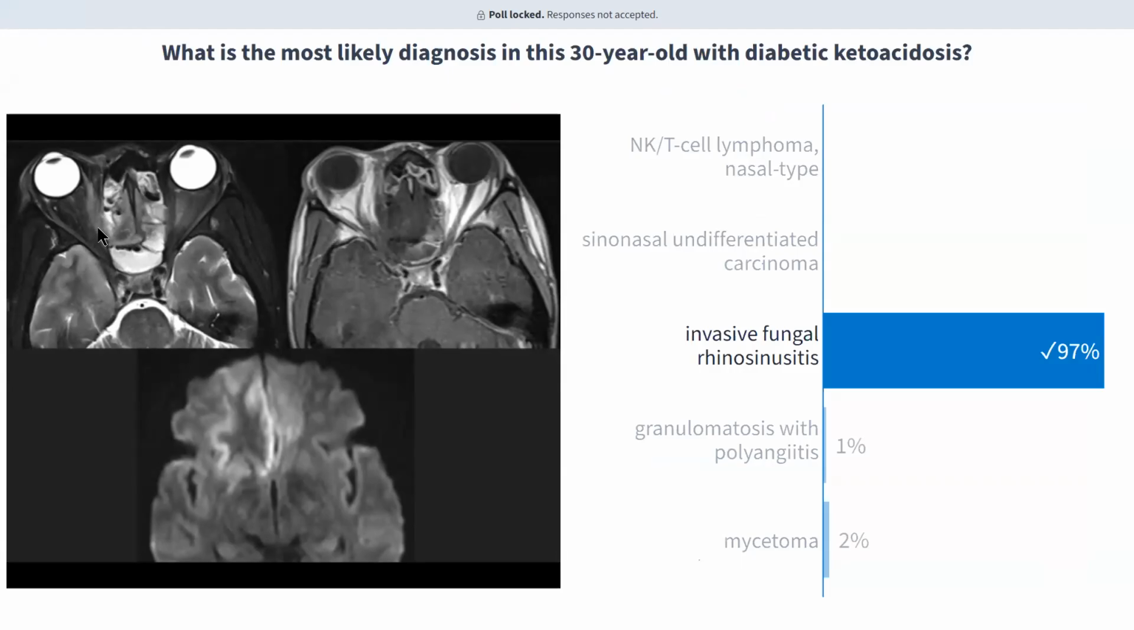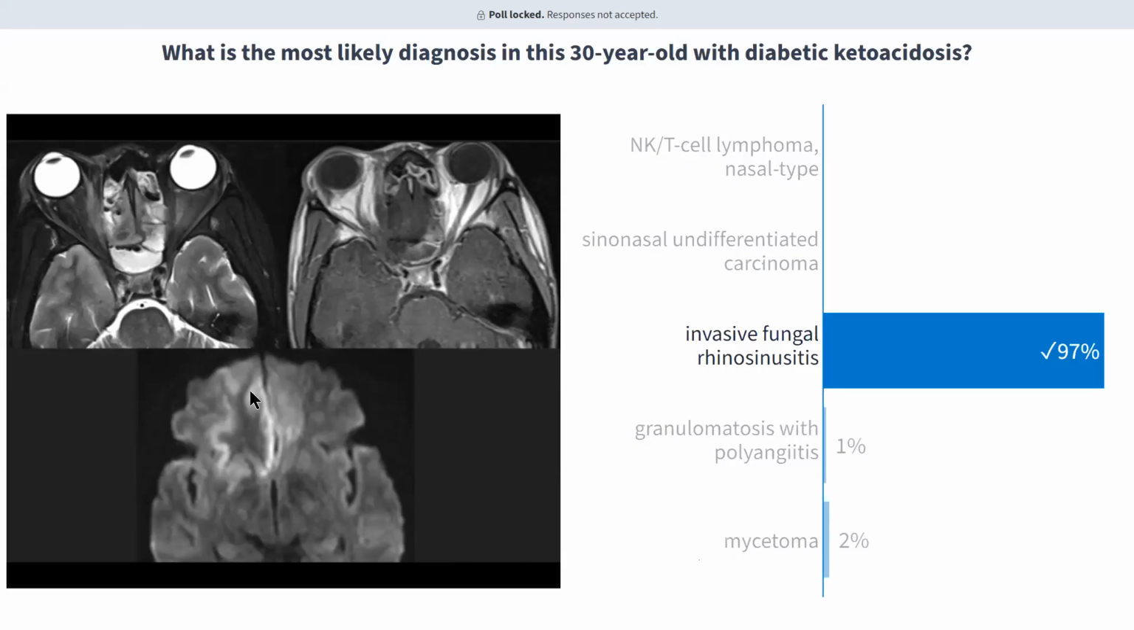And there's also infiltration of the extraconal fat of the right medial orbit, as well as thickening and T2 hyperintensity of this medial rectus muscle in the right orbit. On the T1 post-contrast image, we know it's post-contrast because the cavernous sinuses are enhancing. There's hypo-enhancement of this region in the upper nasal cavity and the ethmoid mucosa, as well as hypo-enhancement of that thickened right medial rectus muscle.